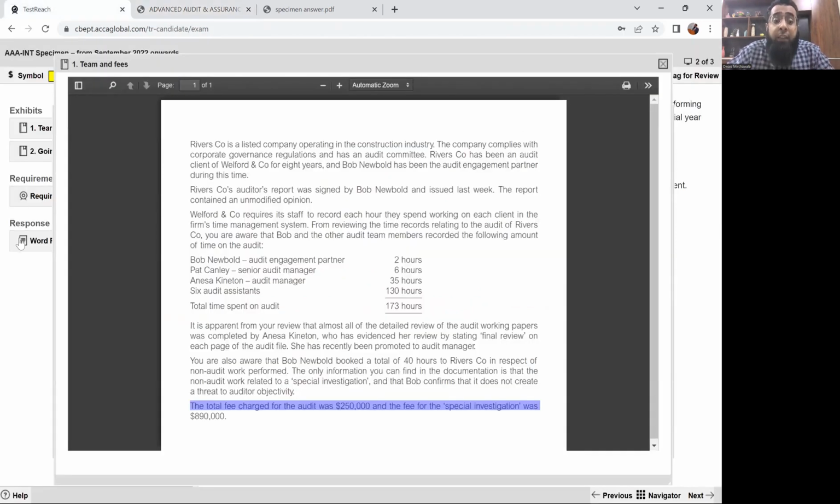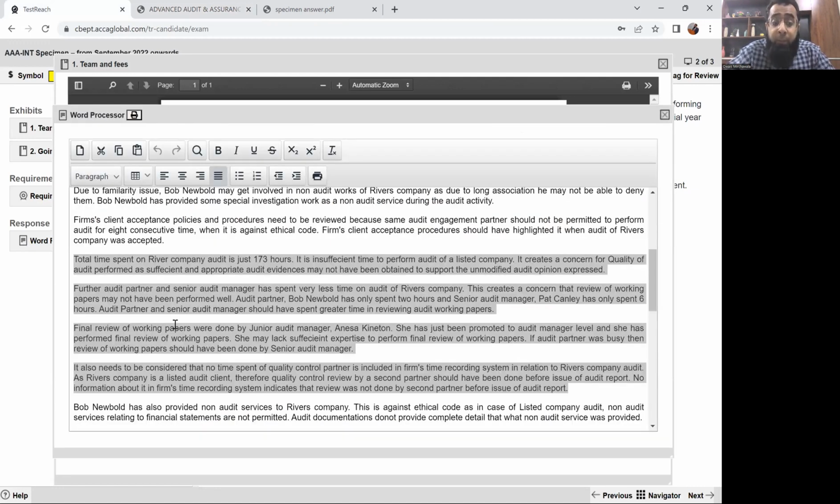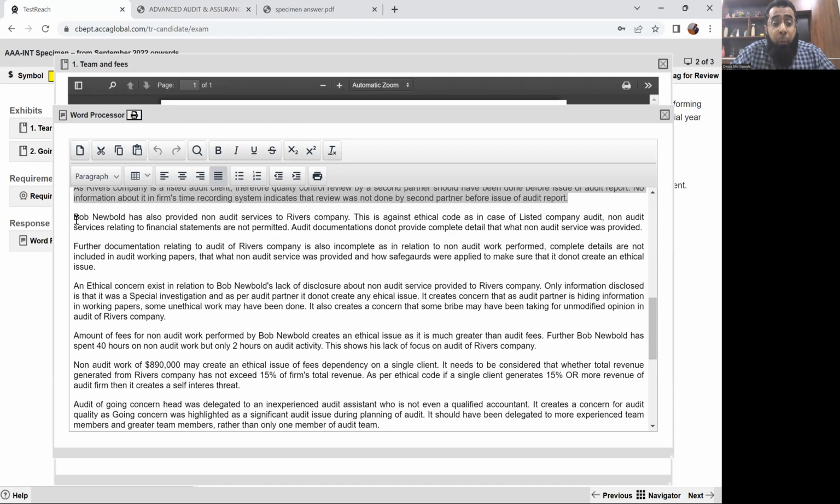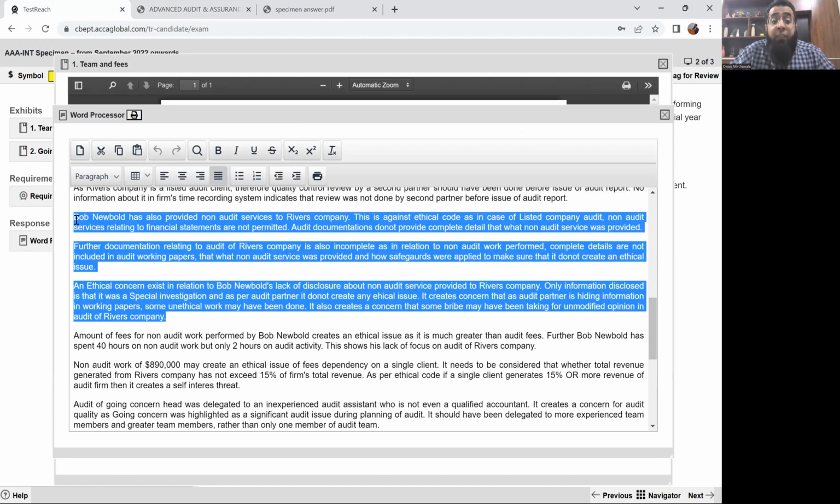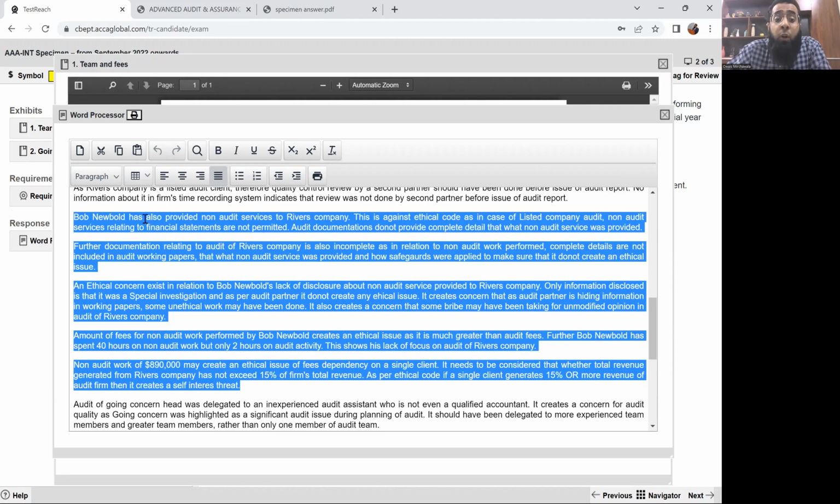Now, if we look at our answer, which we wrote, we identified many good points here, 1, 2, 3, 4, and 5 points. Bob Newbold has also provided non-audit service to reverse company. This is against the ethical code, as in case of a listed company, non-audit service relating to financial services, financial statements are not permitted. 1 mark. The candidate one missed this point. Further, documentation relating to the audit of reverse company is also incomplete, as in relation to non-audit work, complete details are not included in the audit working papers. It is only written that the partner is saying that there is no issue.